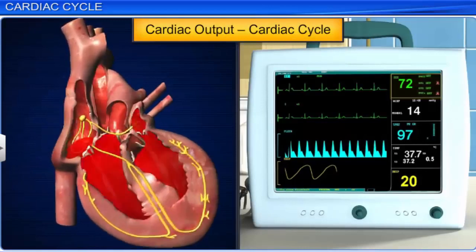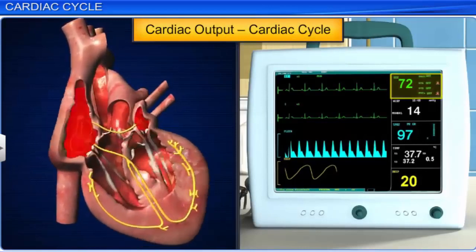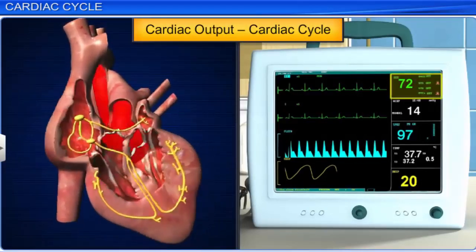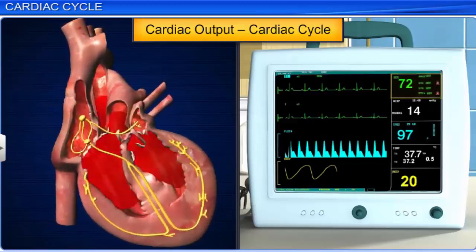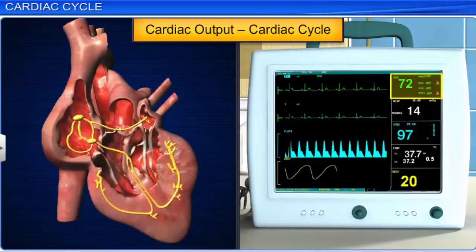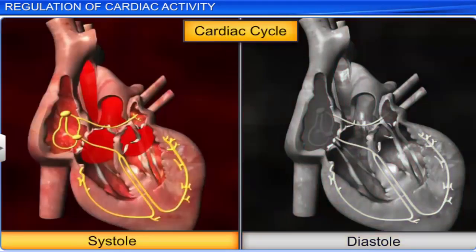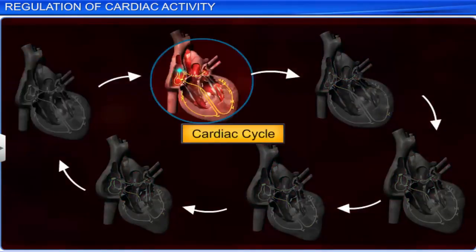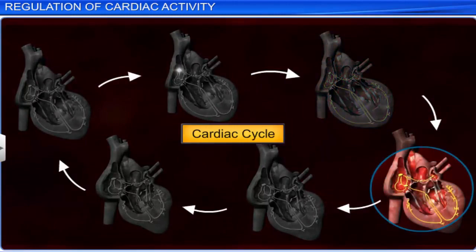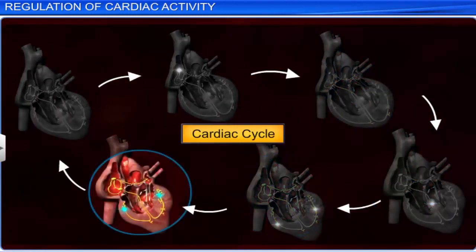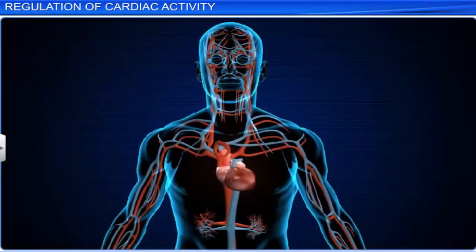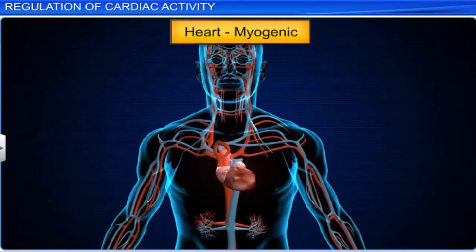Thus, the body can vary the cardiac output by controlling the cardiac cycle, which is driven by the transmission of action potentials. The cardiac cycle involves systole and diastole and is carried out automatically through nodal tissues of the heart. Hence, the heart is also termed myogenic, which means originating in the muscles.